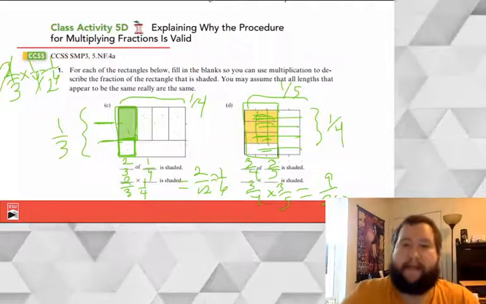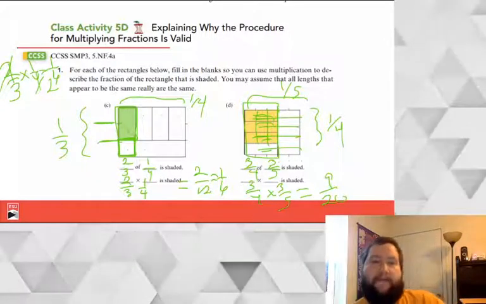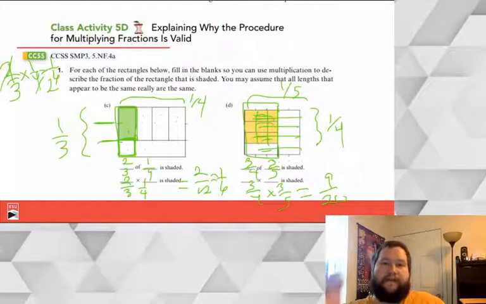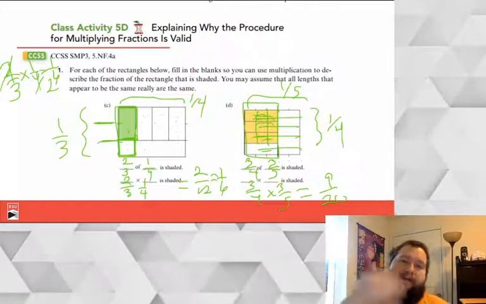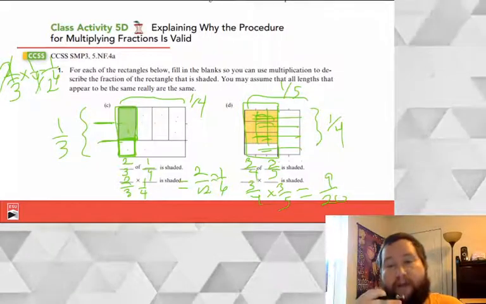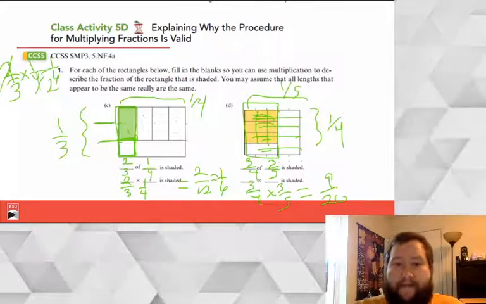And you can't see that below my head. Let me drag myself down a little bit. 9/20. And so you can start to see how, when we multiply in this way, when we use our area model, our fractional parts intersect, and that common area to both is our result.